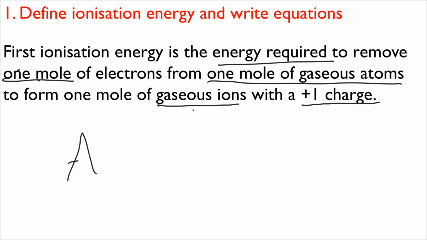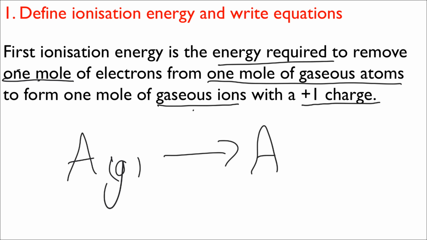The equation for this, we can just use any atom we want. So I'm just going to use the letter A to represent an atom. It has to be gas, so you need the state symbol g, and it will form A+(g) plus e-. The common mistakes people make are they forget to put the g, the gas, in state symbols, and they forget to put the electron as an e-. Okay, so this is what it would look like. If that was sodium, you would just replace the A with sodium, Na, etc.